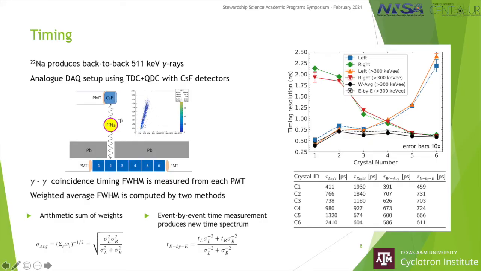Lastly, we looked at the timing resolution by observing coincident 511 keV gamma rays from a sodium-22 source. With a cesium fluoride detector as a start trigger and each PMT of the pseudobar being a stop, we're able to measure the timing resolution for each crystal as seen from the left or the right PMT. Using weighted averages between the left and the right, we extract a time resolution not worse than 700 picoseconds for every crystal in the detector.